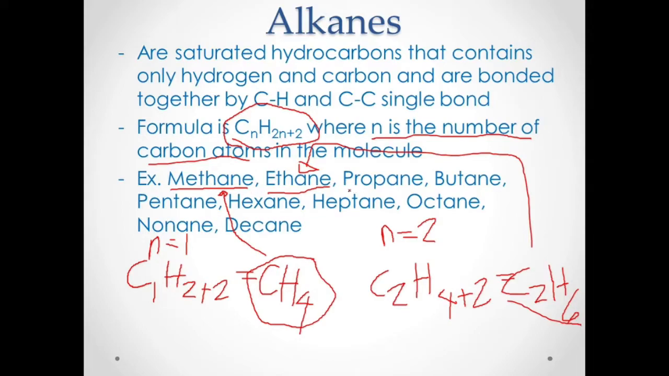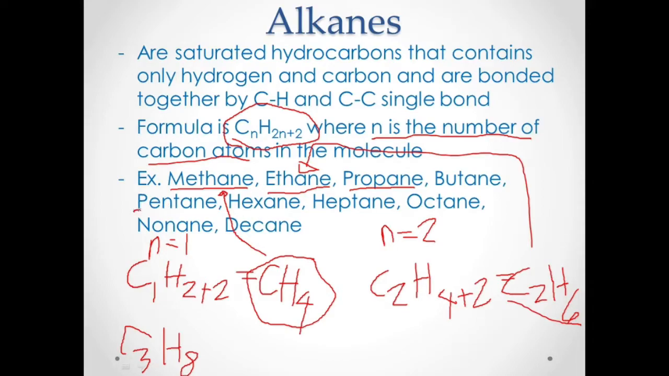So the next one is propane. So it contains 3 carbons. So notice 1, 2, 3. So 3 carbons, the chemical formula would be C3H. So 3 times 2, that would be 6 plus 2, that becomes 8. Okay, for butane, it contains 4 carbons. Okay, so 4 carbons, then this contains 5 carbons, then this contains 6 carbons.